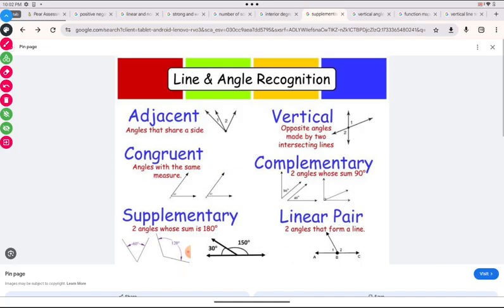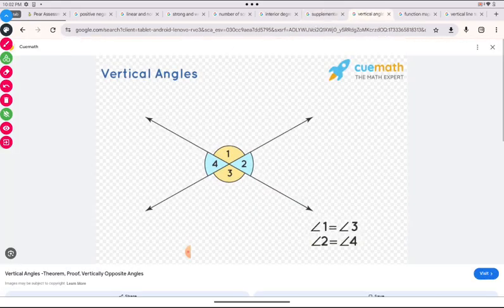And lastly, if two lines intersect and form angles that are basically mirror reflections of each other, they are vertical angles. With vertical angles, it is important to remember they are not equal to 180. They are not necessarily equal to 90. They are equal to each other.